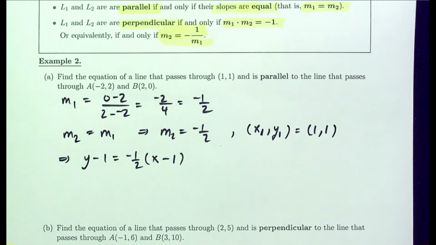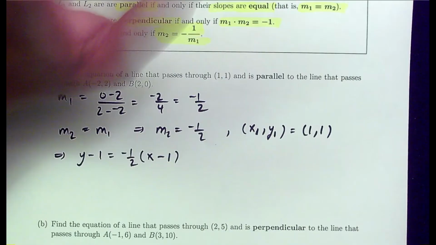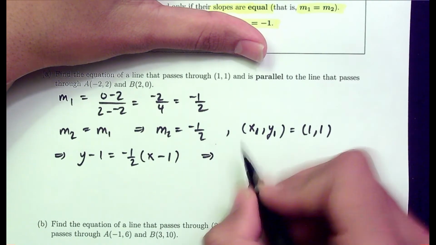And that's it. That is the equation of the line. It is not solved for y, which is the way we usually give the answer. So we're going to go ahead and keep going and solve for y and simplify. But basically, that's it. That's the equation. It is perfectly correct.